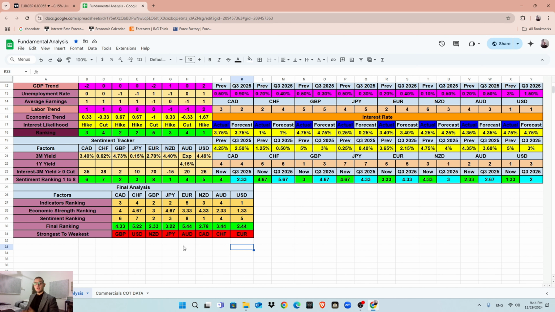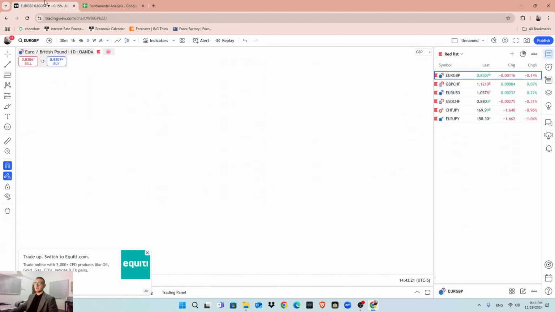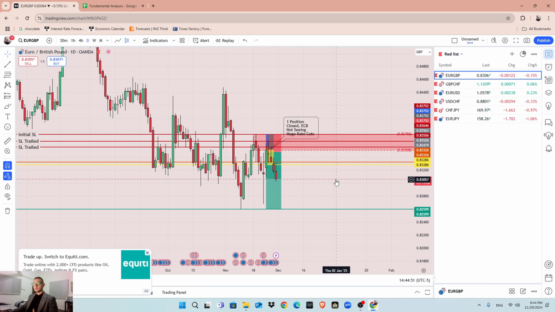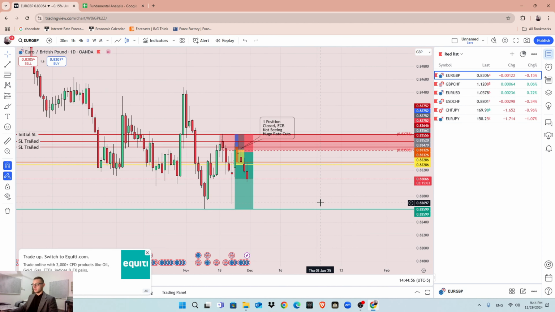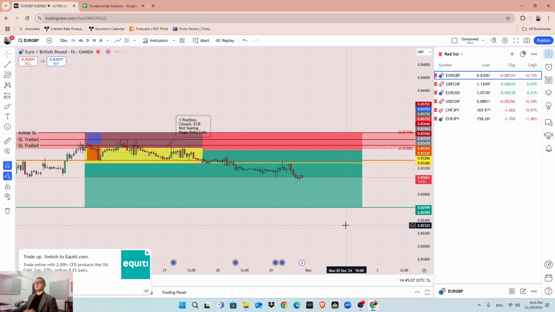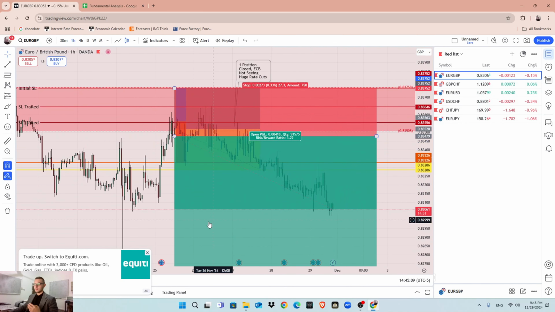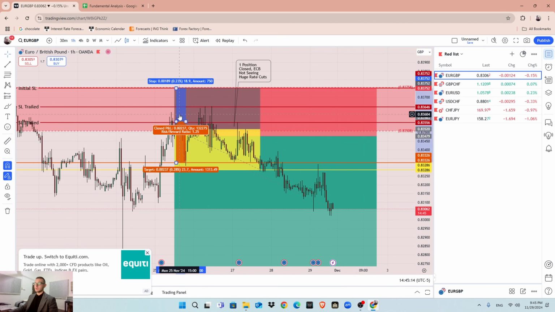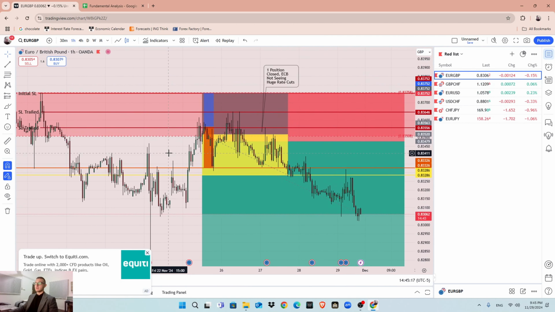First trade idea is euro pound, because weakest versus strongest. Coming into the euro pound, I have already taken a short position. I had this supply demand zone, if you watched the previous week's video, I have this supply demand right here. I go to the 1 hour. I took 3 different positions. This is the first one, the yellow is the second one, and the orange is the third one.